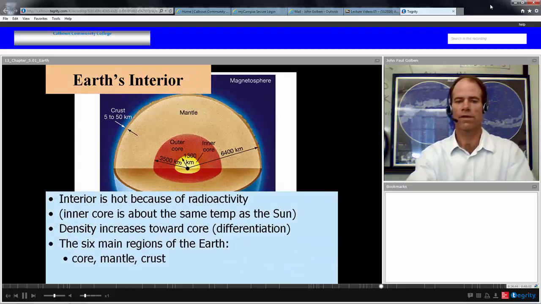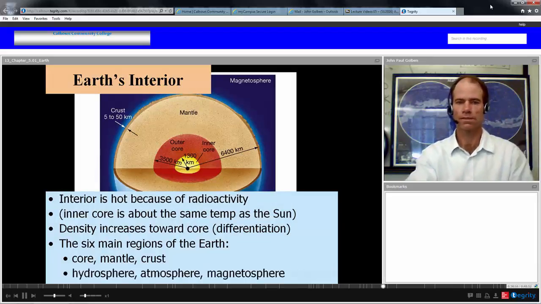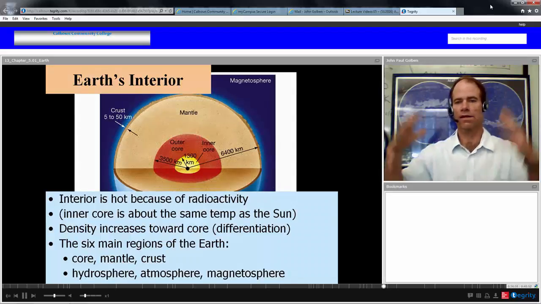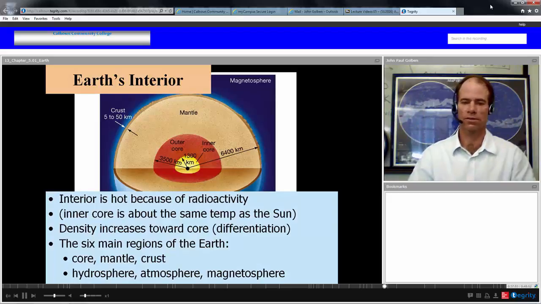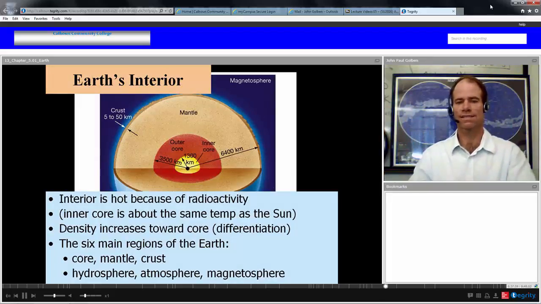The six main regions of the Earth, as we go from the solid portion, we have the core, the mantle, and then on top, real thin, up to about 30 miles, is the crust. Continuing outward, we have the hydrosphere, that liquid layer. We have the atmosphere containing the gases, including the ozone layer. And then we have the magnetosphere, which is the magnetic field of the Earth. So those are our six main layers of the Earth: core, mantle, crust, hydrosphere, atmosphere, magnetosphere.